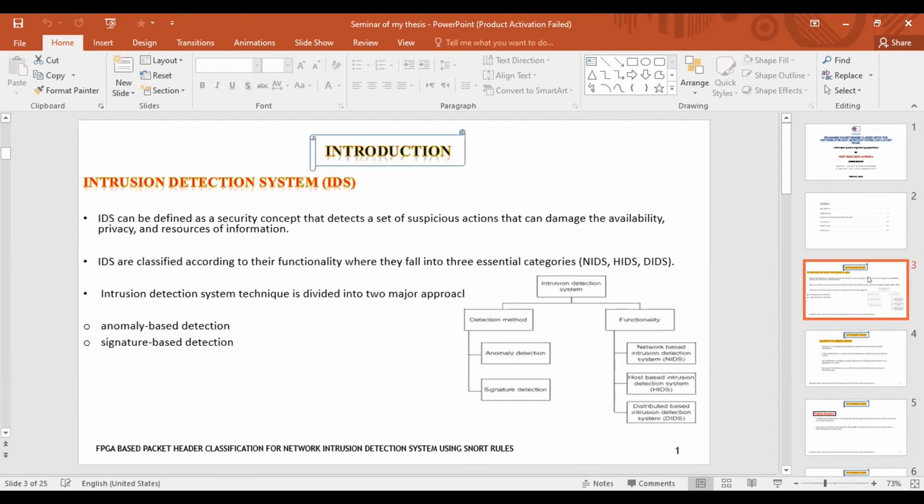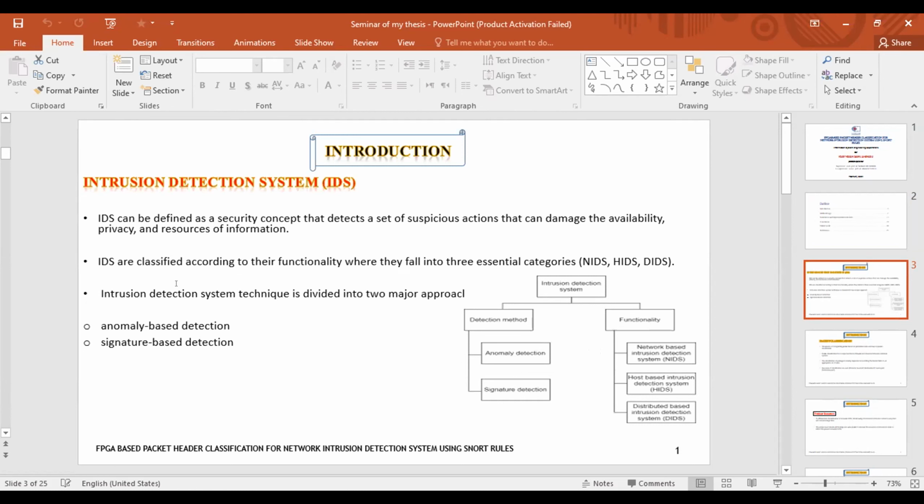So now, what is the network intrusion detection system? We can define a network intrusion detection system as a security concept that will check a set of suspicious actions that can damage the availability, privacy, and resources of information.